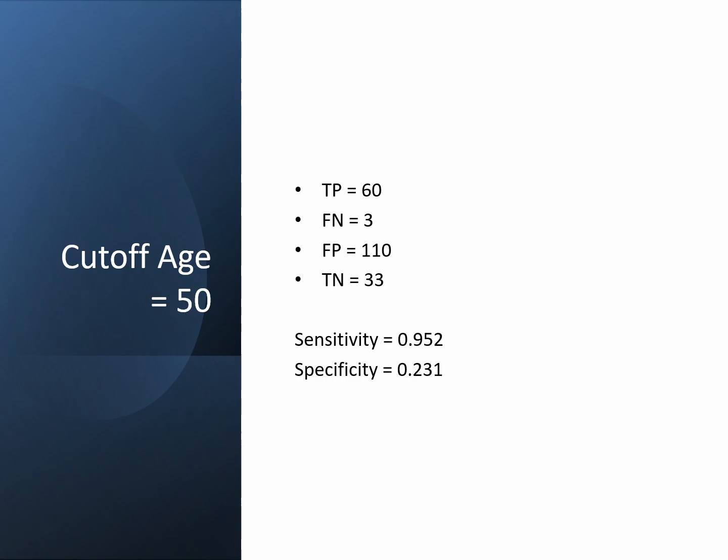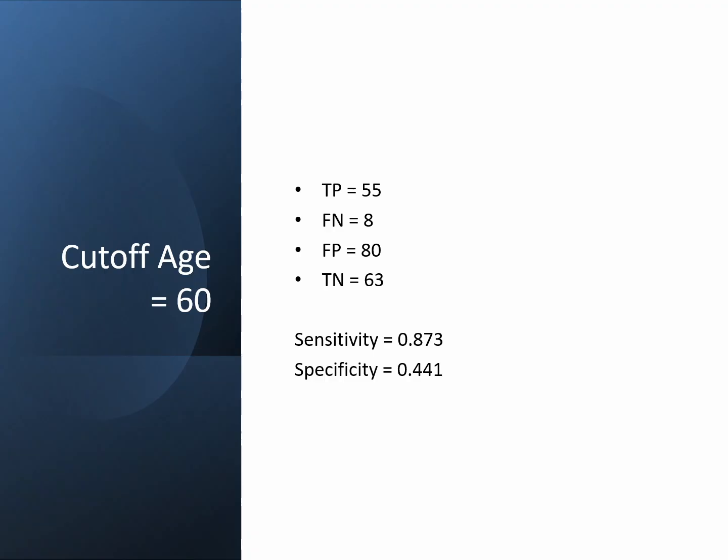For the cutoff age of 50, patients older than 50 are predicted to die. Sensitivity remains very high at 0.952, but specificity improves slightly to 0.231 because some living patients are now correctly classified.